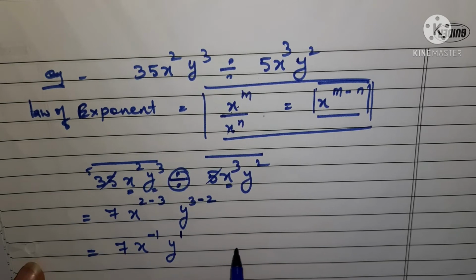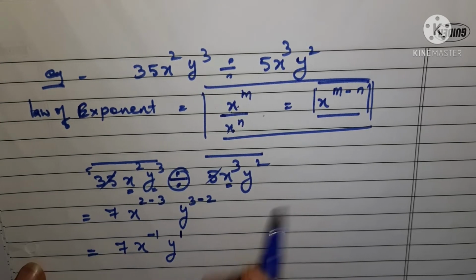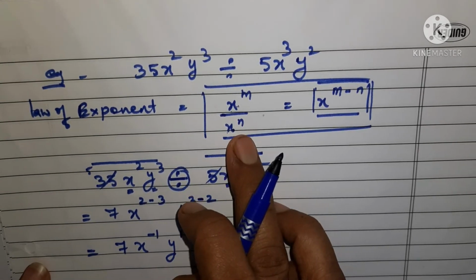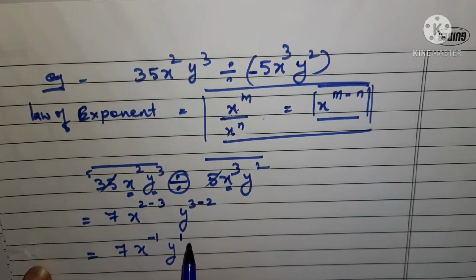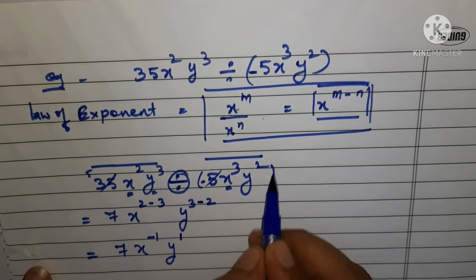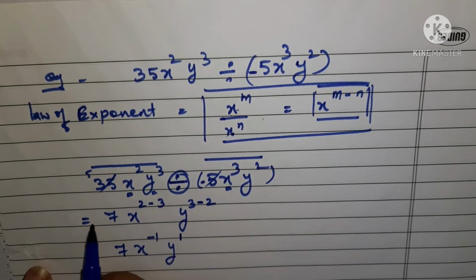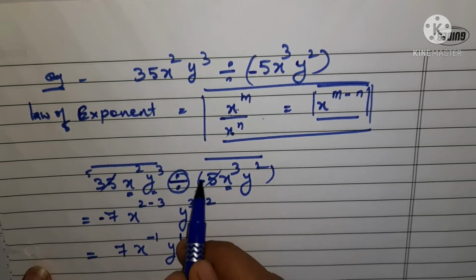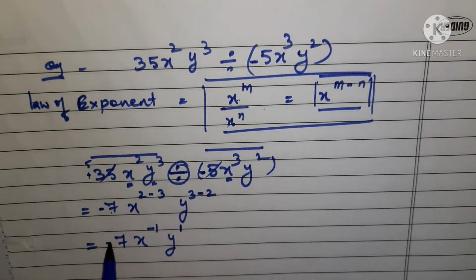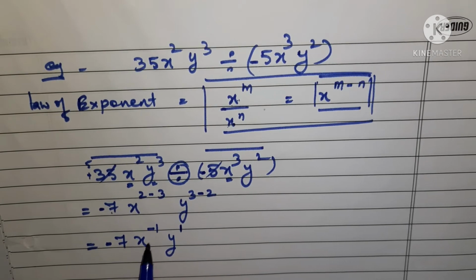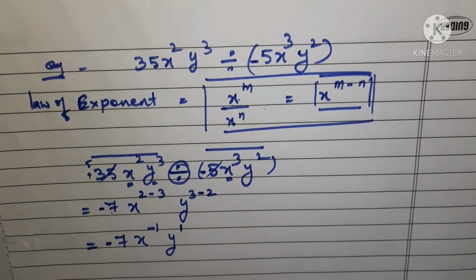It can be written in the form of... I think one sign is missing here. We have taken, there was a minus sign in this one, so I'll put it here like this. So we will have a minus sign here, because minus into plus gives minus. So we are having minus 7x to the power minus 1 and y to the power 1.